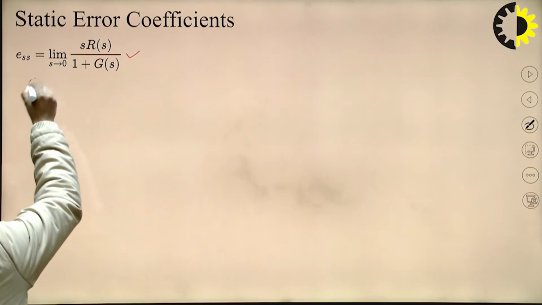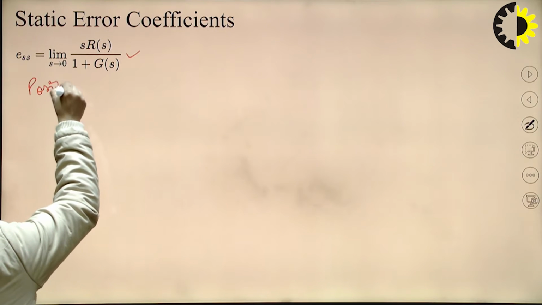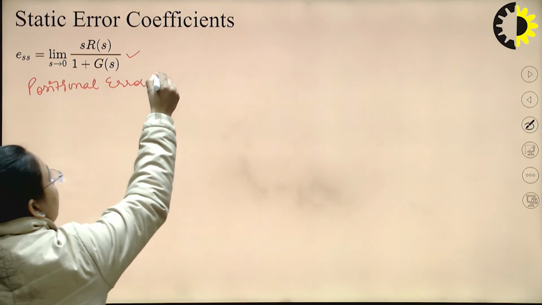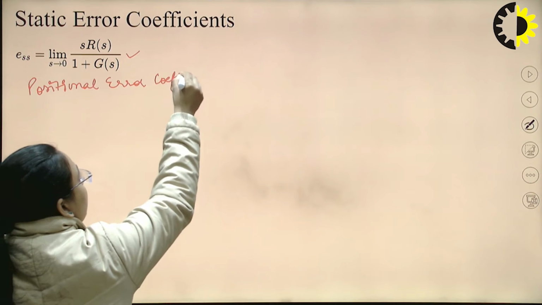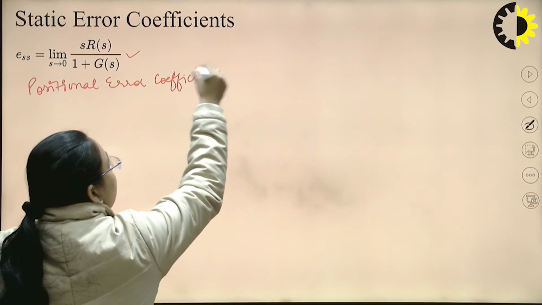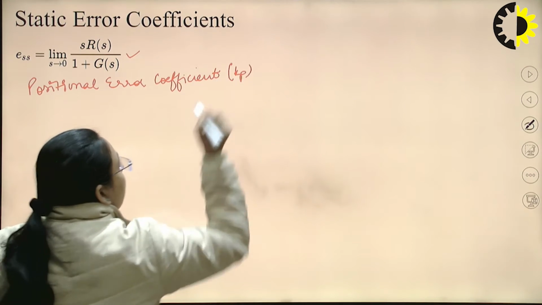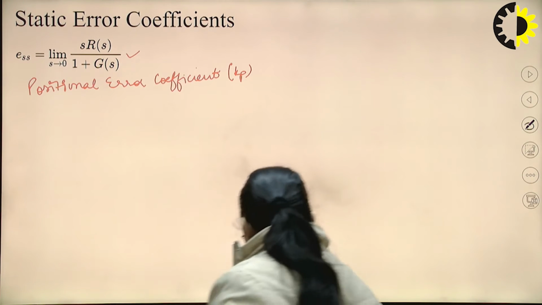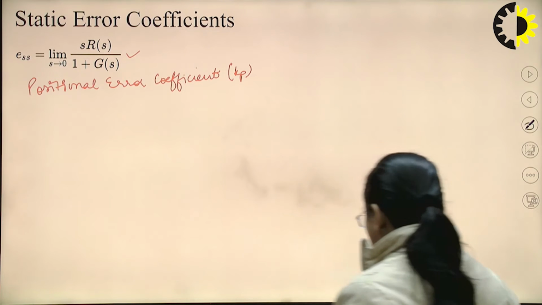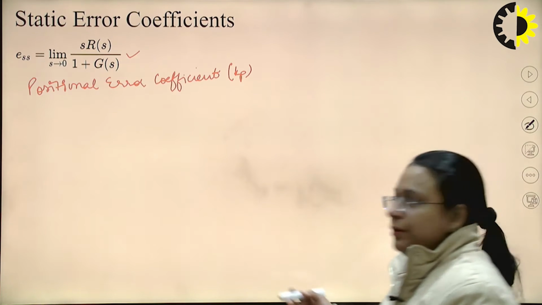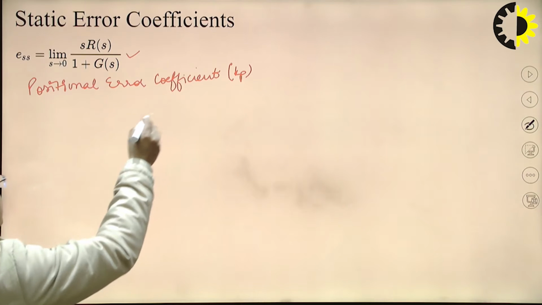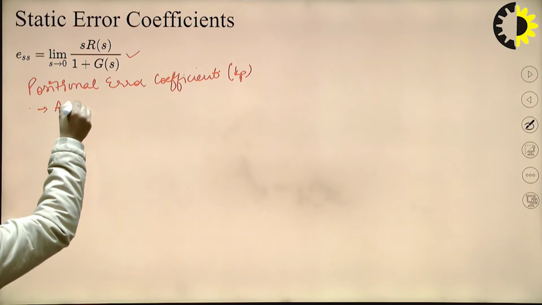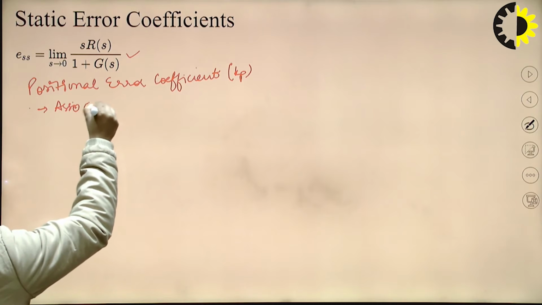Positional error coefficient, also known as Kp, will always be calculated for the unit step function. It is always associated with the unit step function.